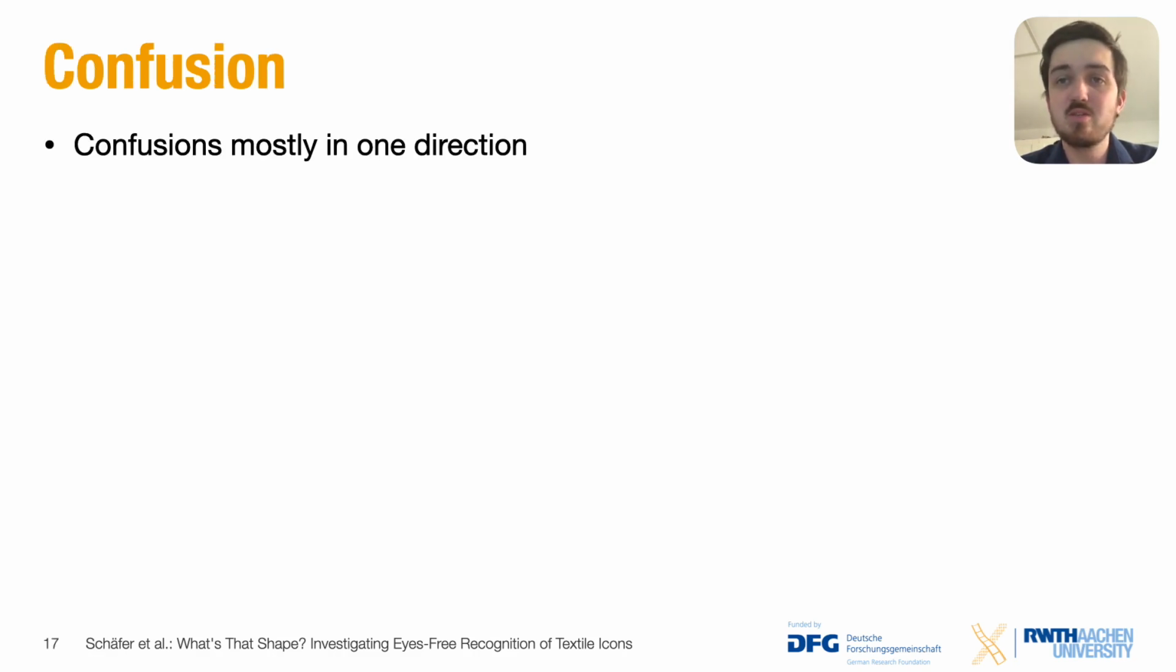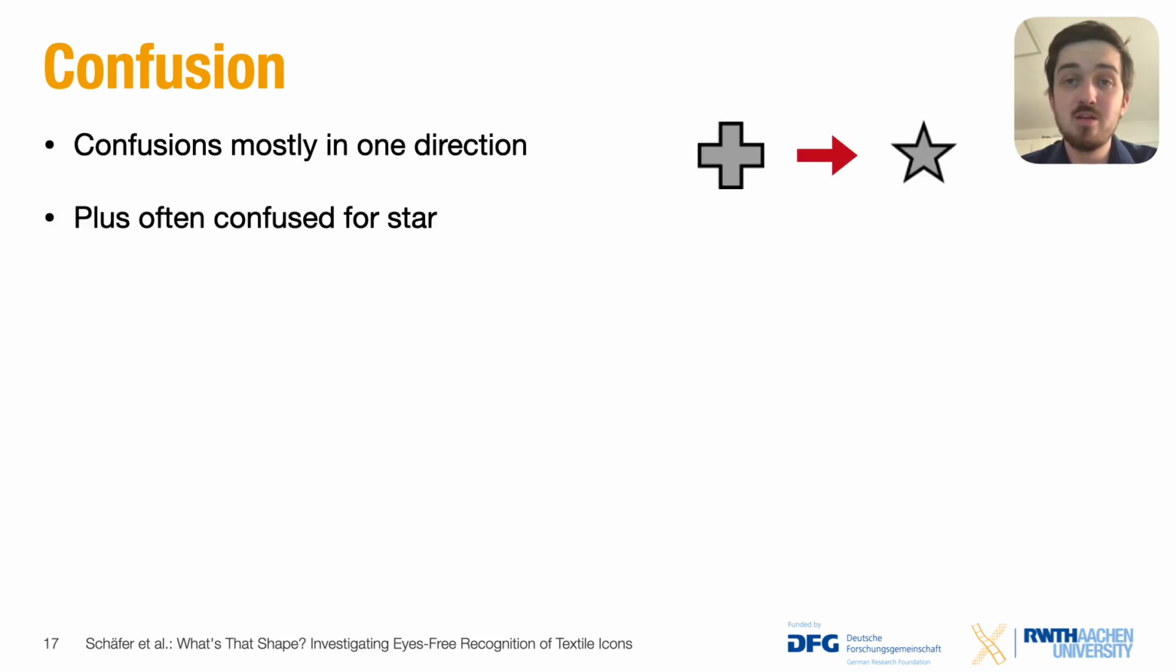During the study, confusions happened where a participant mistook a shape for another. Interestingly, such confusions mainly occurred in one direction. For example, for raised filled icons, the plus shape was confused 9 times for the star, while this did not occur once in the opposite direction.